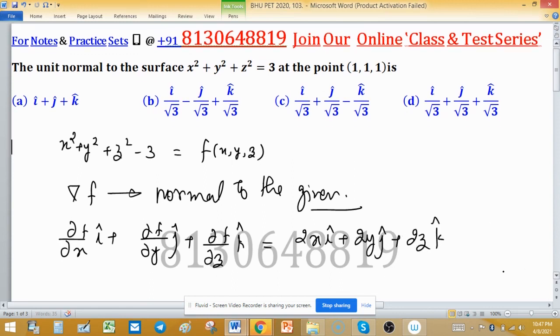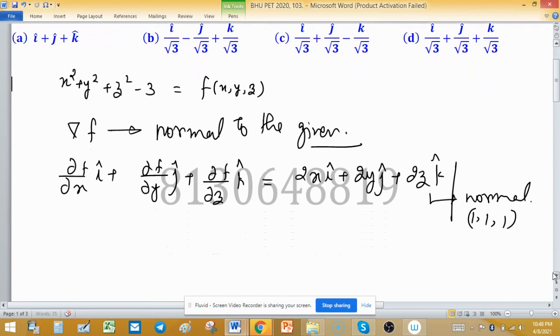Now we have to find the normal. This is the normal vector. Now we have to find the normal vector at 1 1 1. So put the x y z coordinates in this normal. So this one equals 2 i hat plus 2 j hat plus 2 k hat.